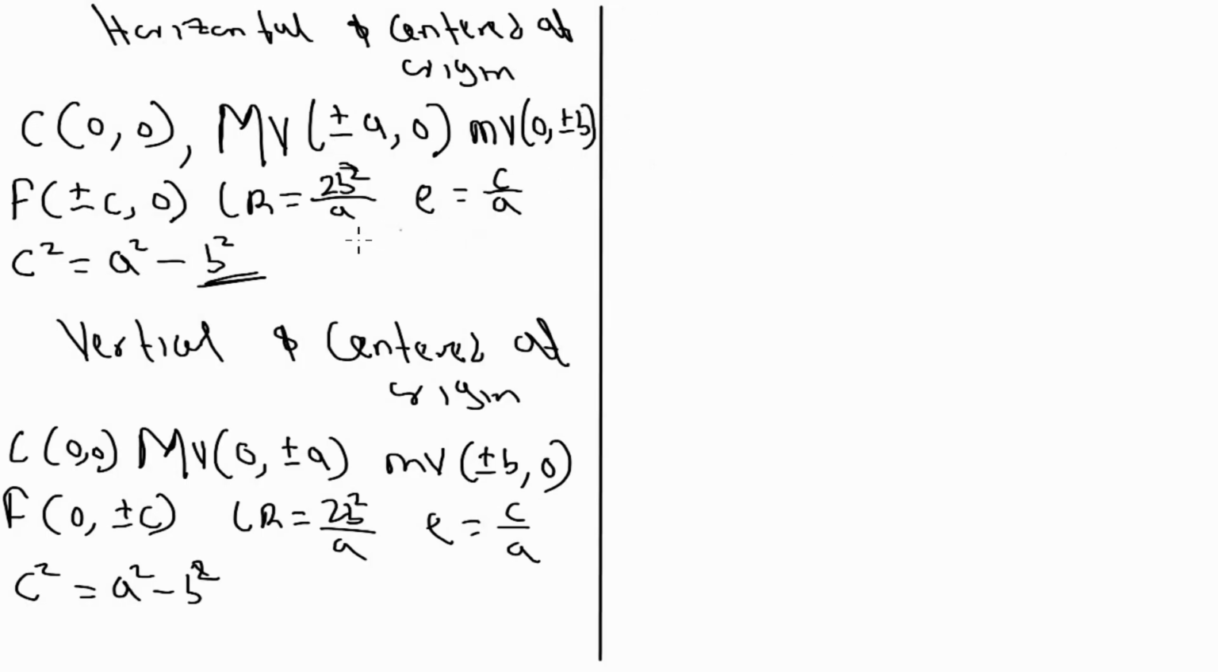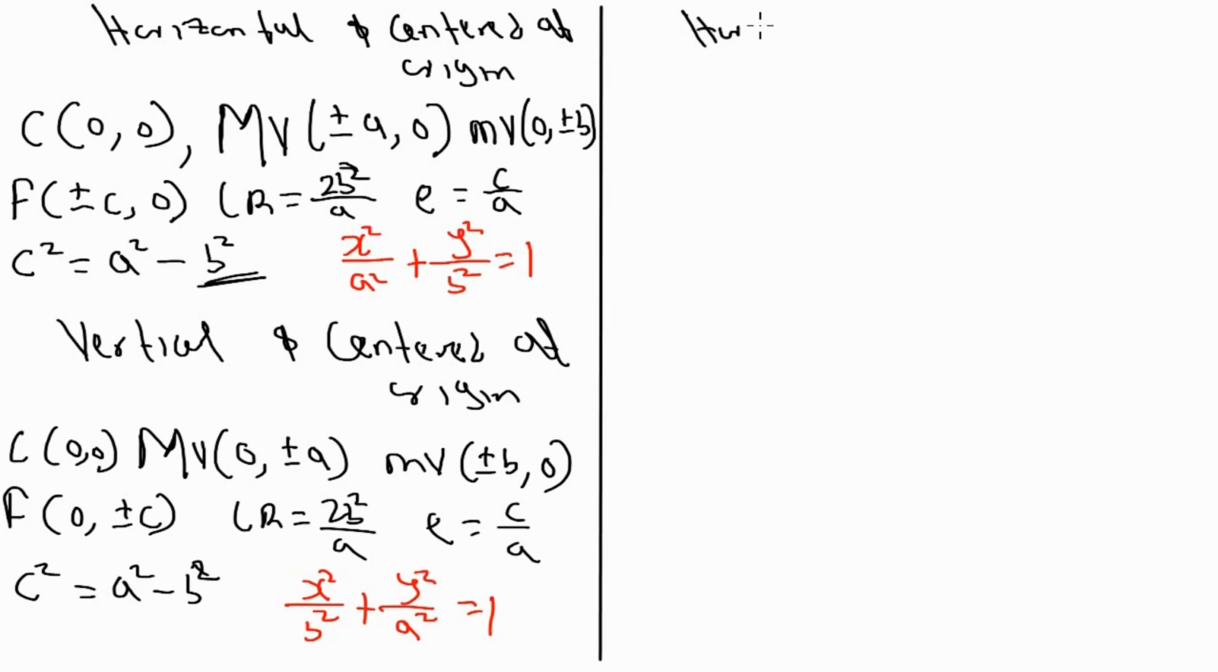I know that equation. Let me write the equation. Almost forgot. So the equation is x squared over a squared plus y squared over b squared equals 1. This one is x squared over b squared plus y squared over a squared equals 1. Excellent.